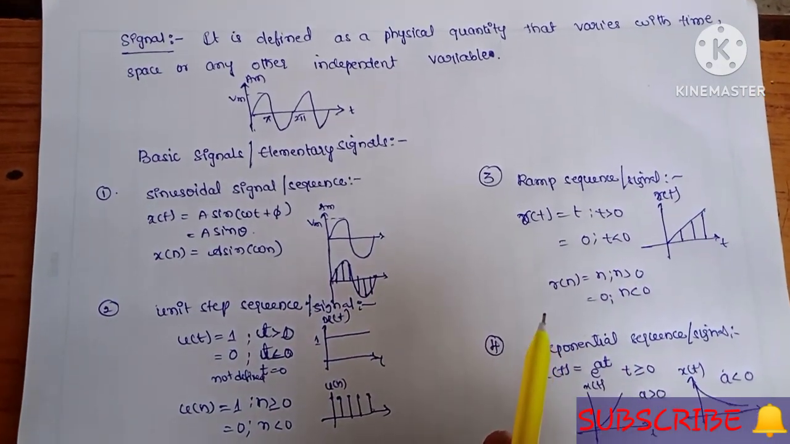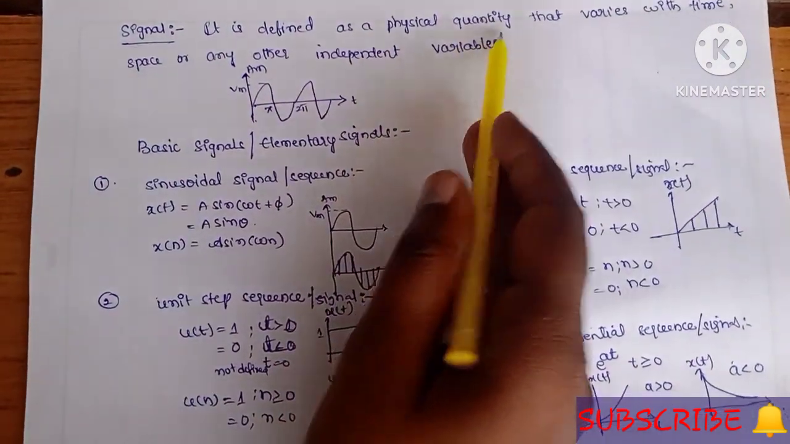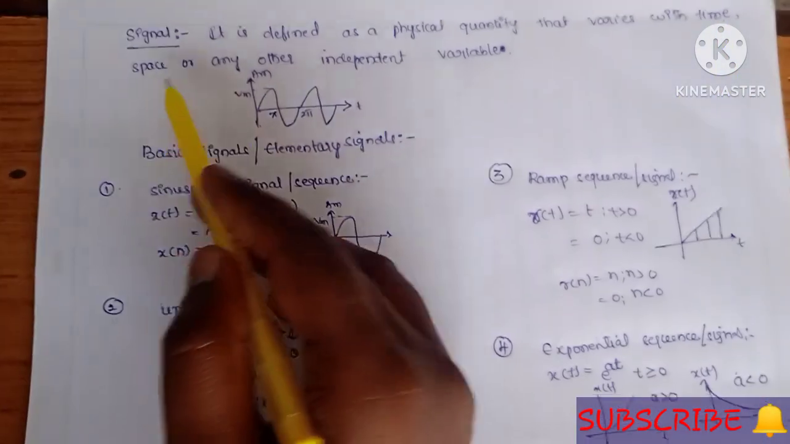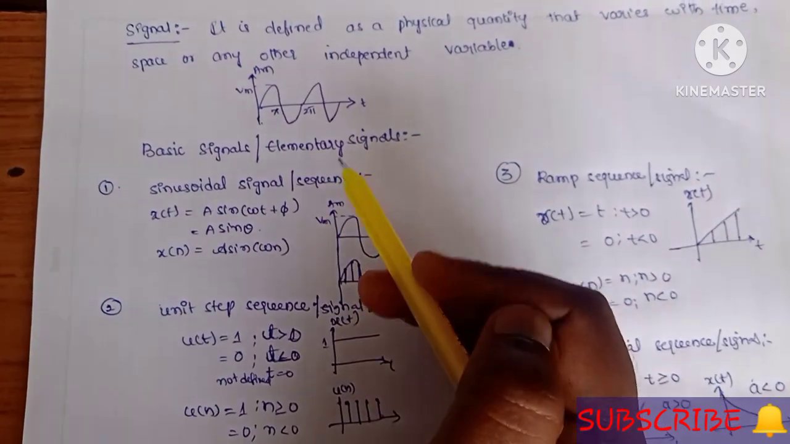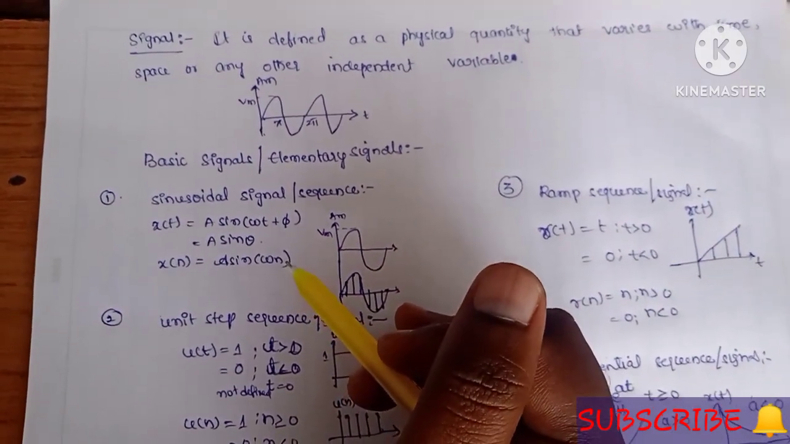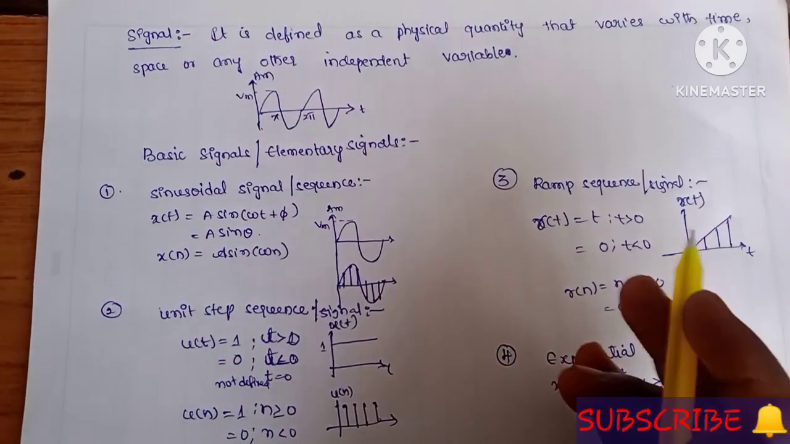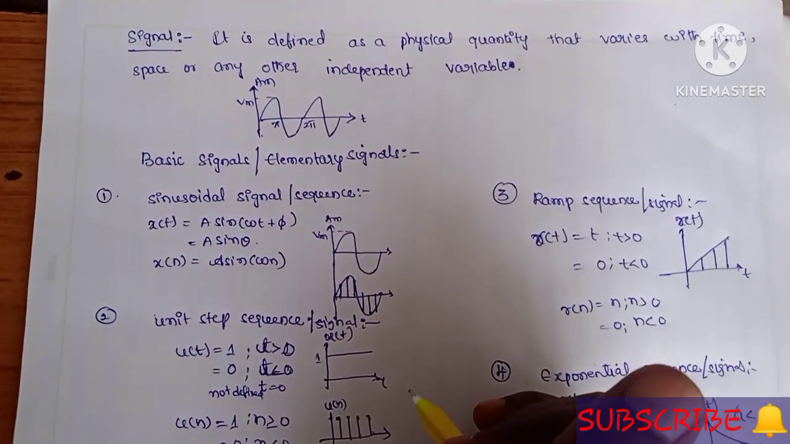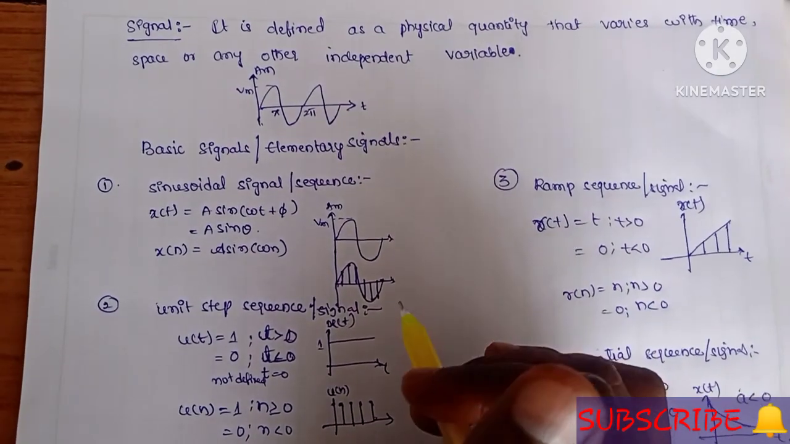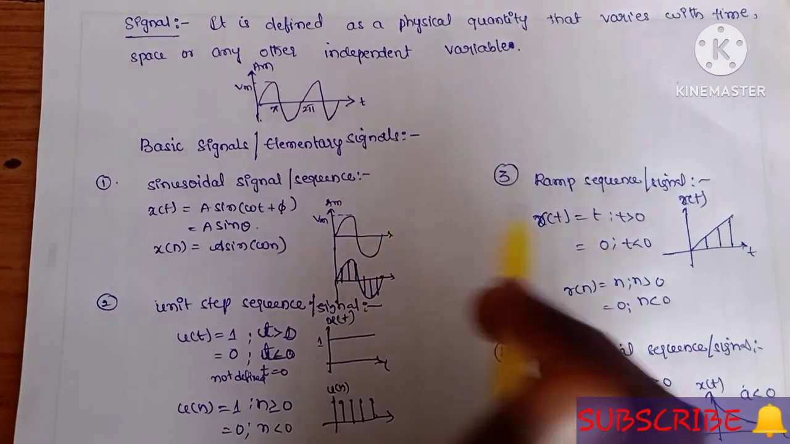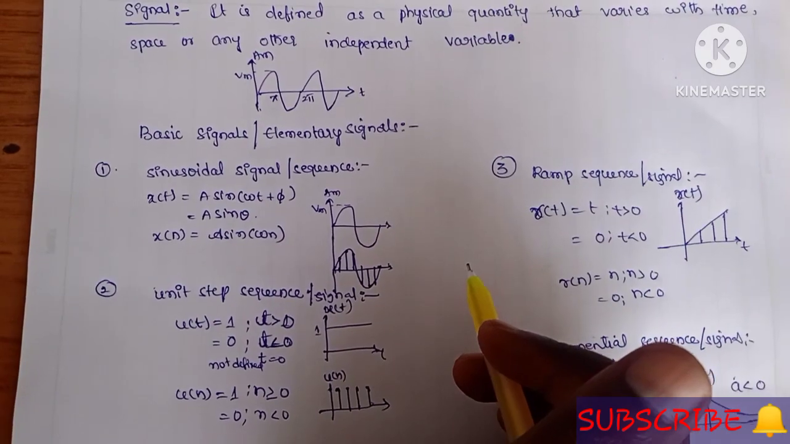So if we see the definition, a signal is defined as a physical quantity that varies with respect to time and any other independent variable. Generally we can remember, signal means which passes the information from one place to another place. We have many types of signals like periodic, aperiodic, continuous, discrete, digital, analog. Mainly we will discuss the continuous and discrete signal.